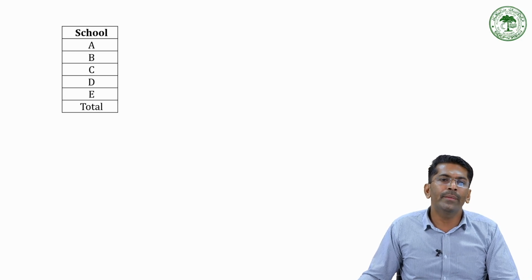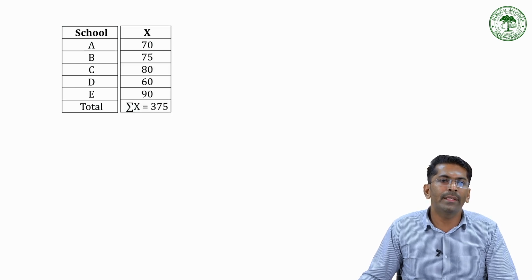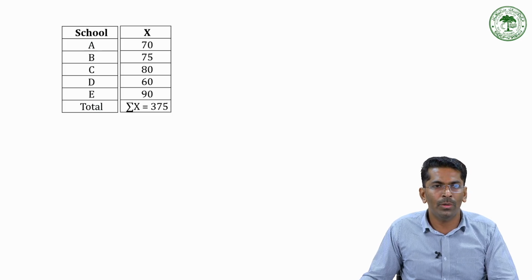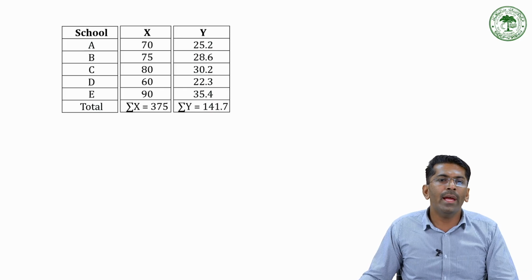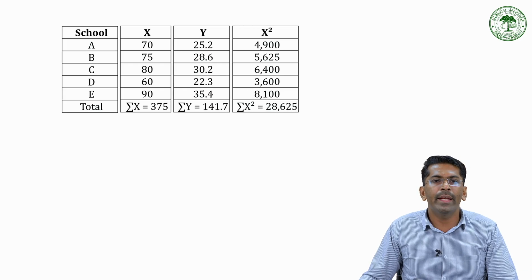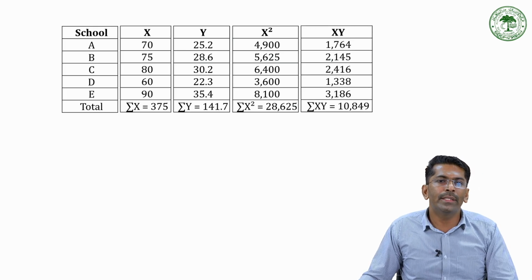I have written here the schools A, B, C, D, E and the values of x, and the sum of x I have already estimated. Sum of x is equal to 70 plus 75 plus 80 plus 60 plus 90, which is equal to 375. I have also added the y values, so sum of y is equal to 141.7. I have squared x and summed it, so sum of x square is equal to 28,625. The y also I have squared, so it is y square.